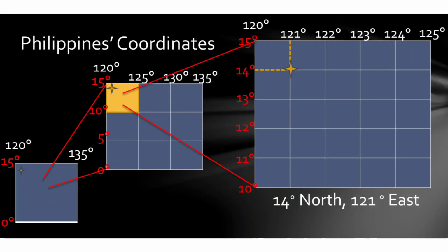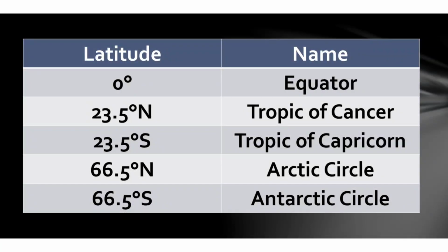And by combining the latitude and the longitude, we already have the coordinates for Manila, Philippines, which is located at the 14 degrees north latitude and 121 degrees east longitude. Now you know how to describe the location of a certain place using latitude and longitude.